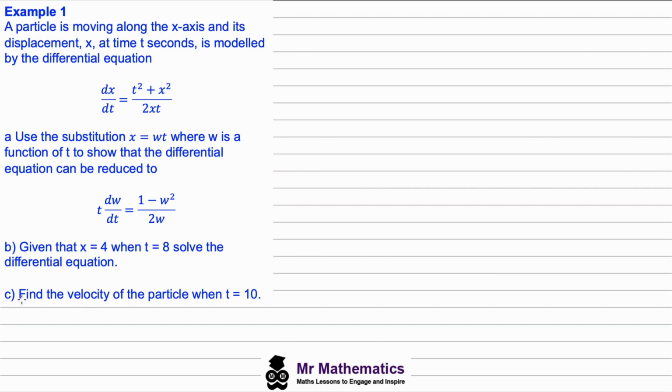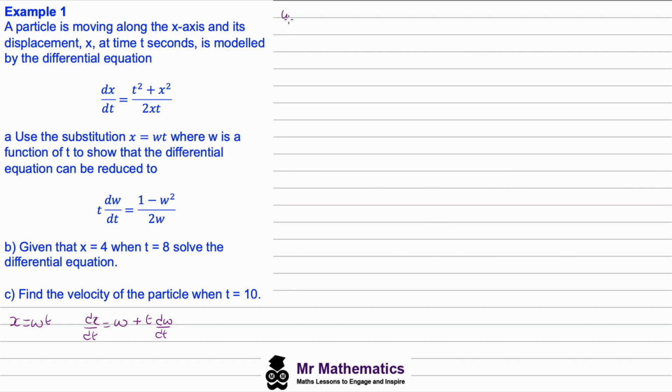Okay, so if we have that x is equal to wt, then we can find dx by dt using the product rule, where dx by dt will be the u term multiplied by the derivative of t with respect to t, so this is just w, plus the t term multiplied by the derivative of w with respect to t, so dw by dt. And now we have dx by dt, we can substitute this into our differential equation here.